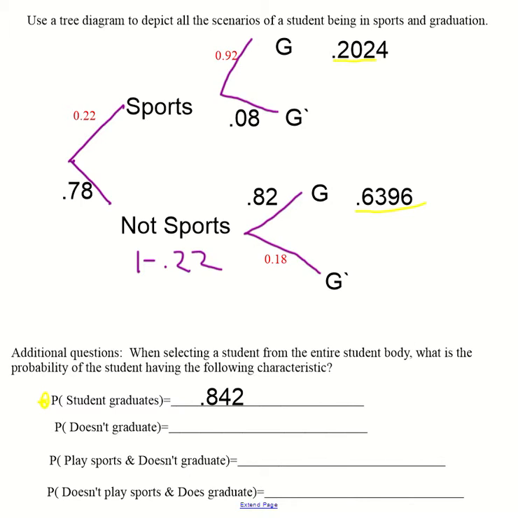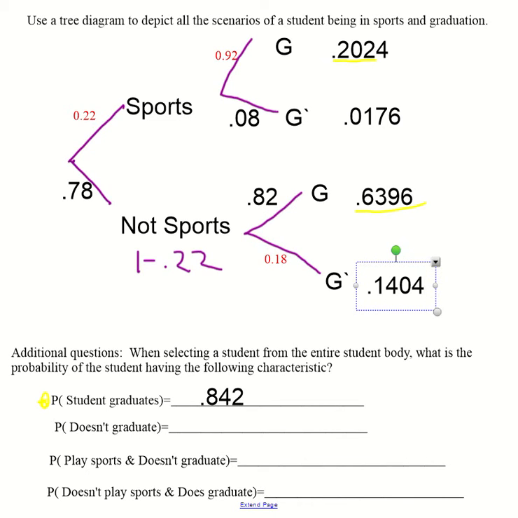There's a few ways we can do this. We can do it the same way we did it there. So let's do it that way first. Now we find the probabilities of our students not graduating. So we go back. We take the sports probability, 0.22. We multiply it by the not graduating probability, 0.08. And we get 0.0176. We do the same thing down here. We take our not sports, 0.78, times our not graduating, 0.18. We get 0.1404.